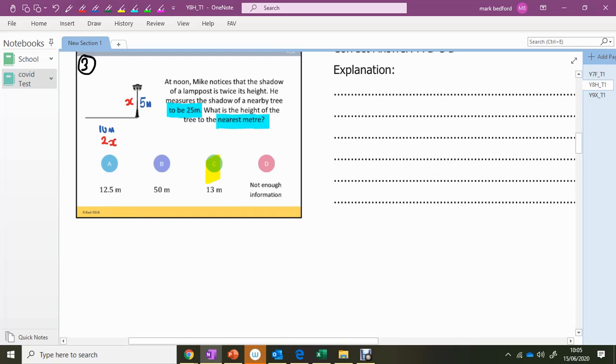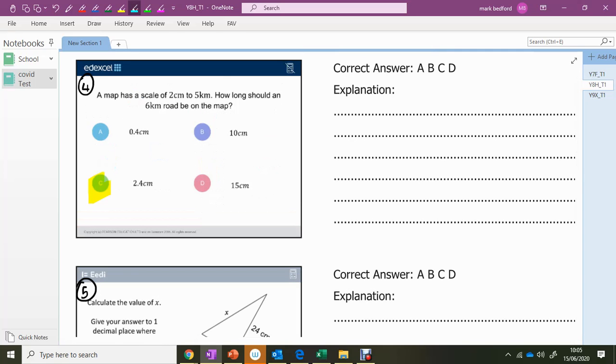Let's get rid of this bit now, and let's get rid of those bits. So we now know that the shadow is 25 meters, which means that the lamppost will be half that, 12.5 meters, but the last bit says round it to the nearest meter. 12.5 meters rounded to the nearest meter is 13 meters.